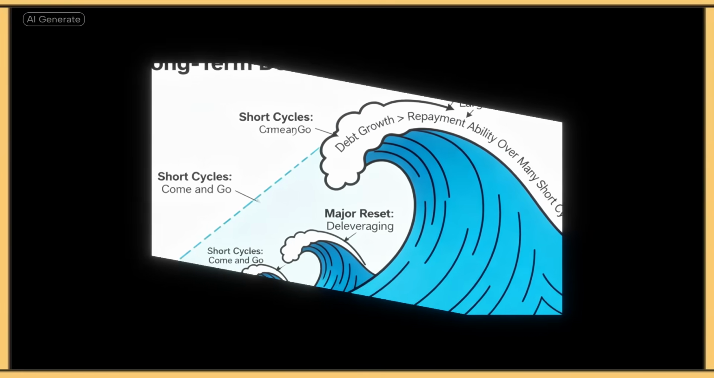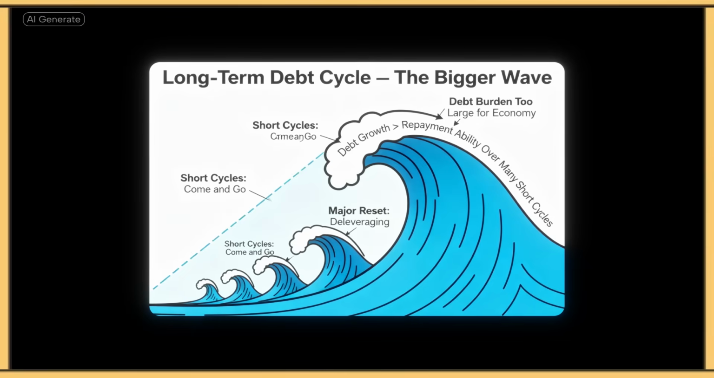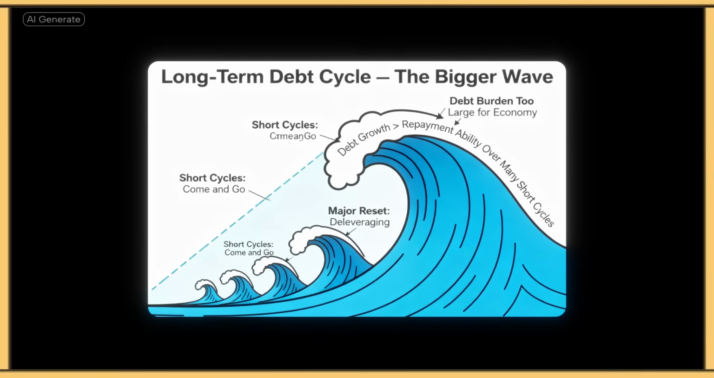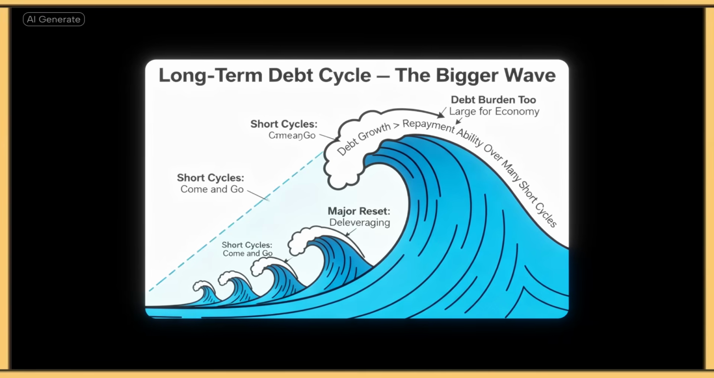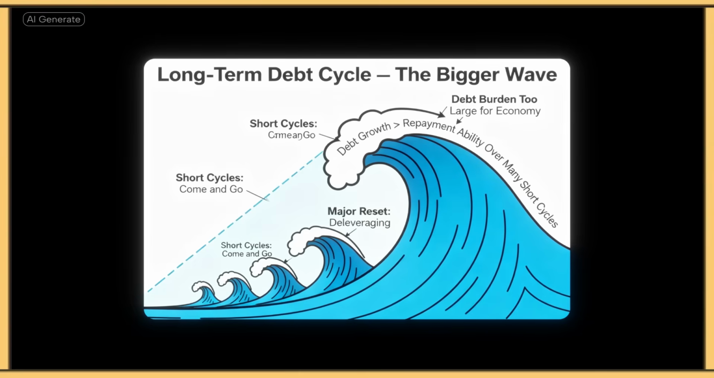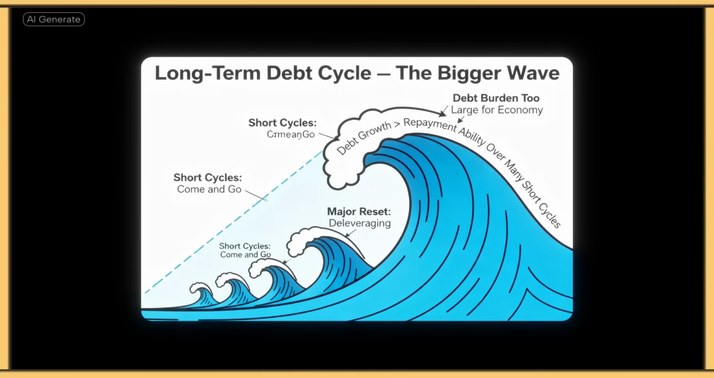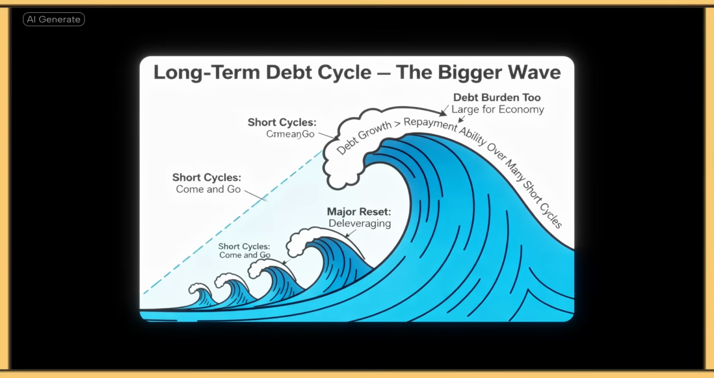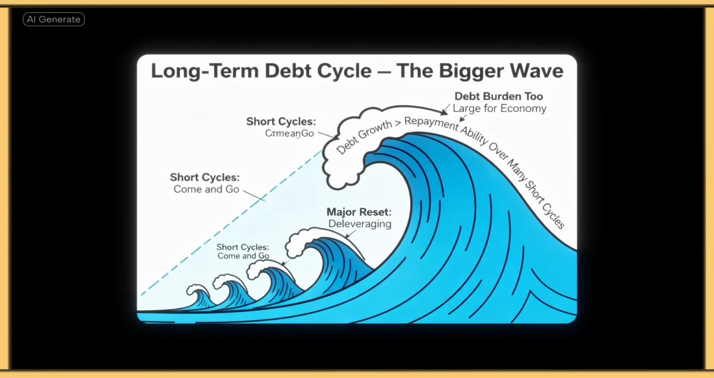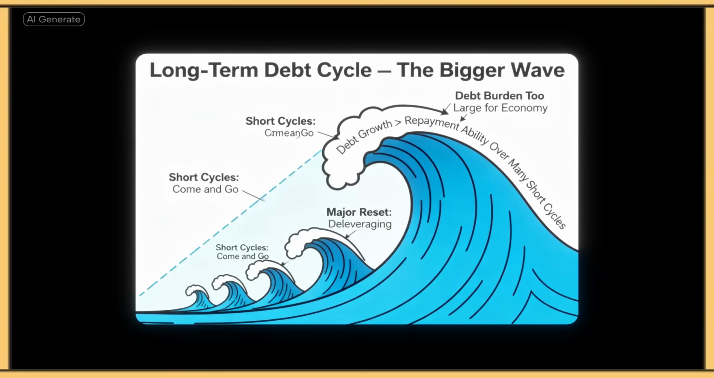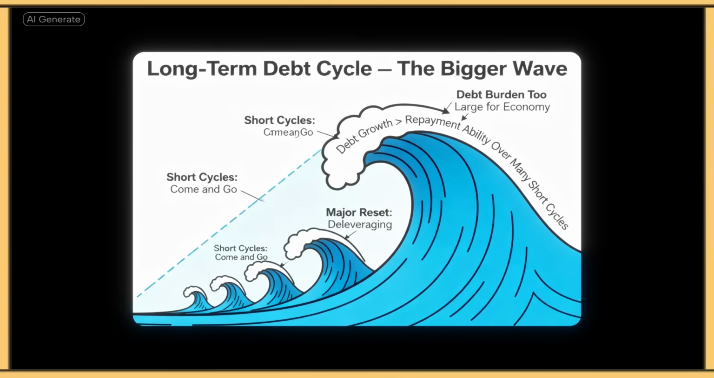6. The long-term debt cycle, the bigger wave. While short cycles come and go, the long-term cycle builds quietly. Over many short cycles, debt grows faster than people's ability to repay it. Eventually, the debt burden becomes too large for the economy to carry. This leads to a major reset, known as a deleveraging. It's different from a normal recession. It's deeper and takes longer to fix.